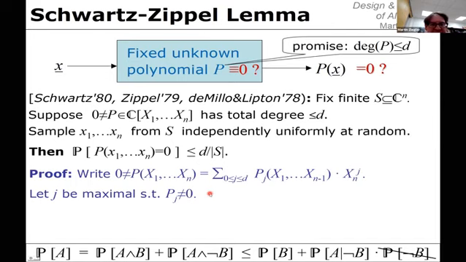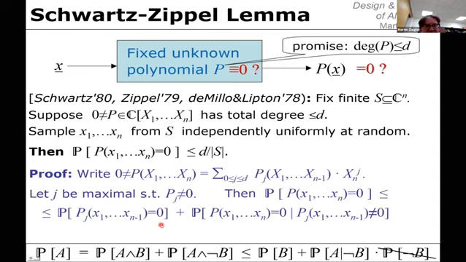So, for the purpose of analysis, we're going to look at this j and then try to estimate the probability, for independently, uniformly at random chosen x1 to xn, that this entire polynomial evaluates to zero. And we're going to do that using this probability expression. Namely, we're going to choose as B the event that the j's coefficient, an n-1 variate polynomial, evaluates to zero on our sample. That's the event B here.